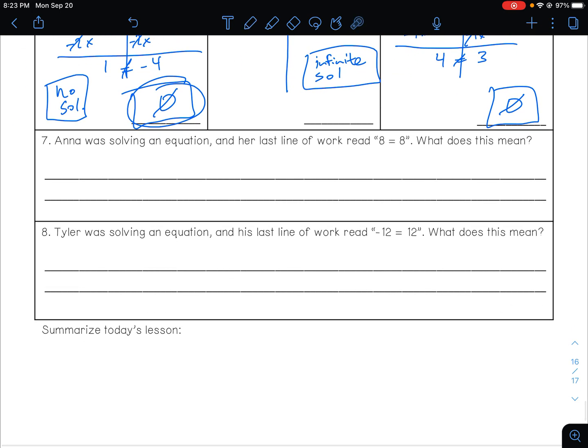So number 7. Anna was solving an equation, and her last line of work read 8 equals 8. What does that mean? That means infinite solutions. Whereas Tyler was solving an equation, and his last line of work read negative 12 equals 12. What does that mean? Does negative 12 equal 12? It does not. They are not equal, so that means no solution.